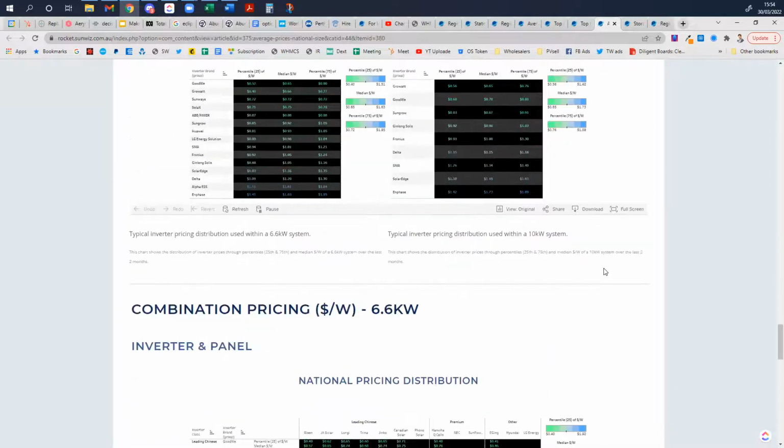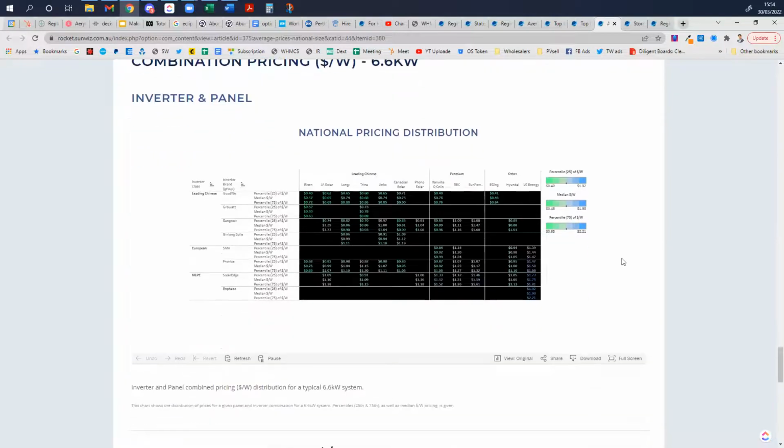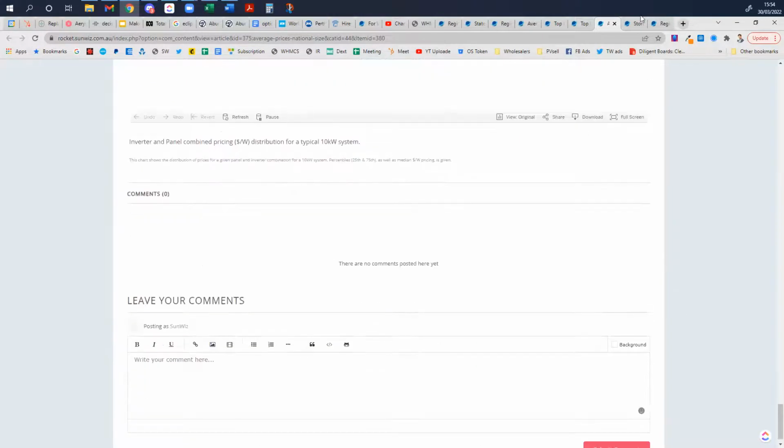So there for panels and inverters, there are upgrades that you can look at for sub-state analysis if that's of interest to you. And you can also then go and see how the price distribution looks for a range of different panels and inverters nationally. So for 6 kilowatts and 10 kilowatts there.